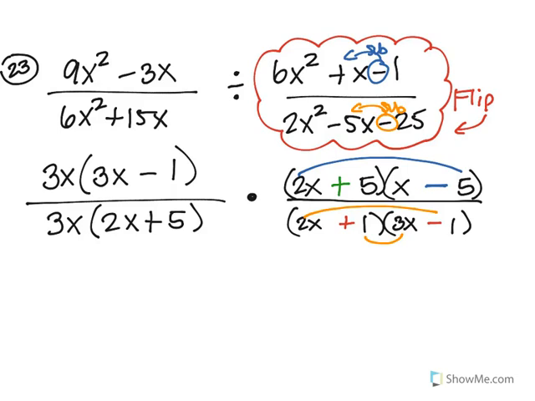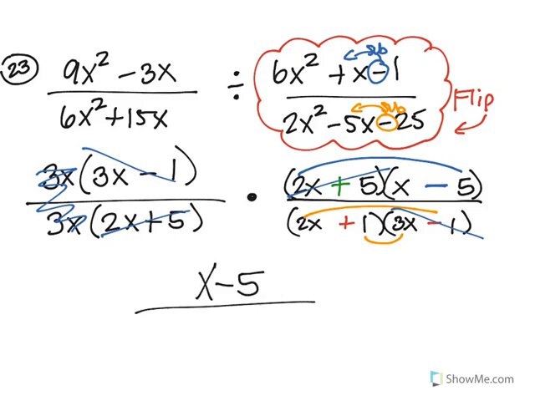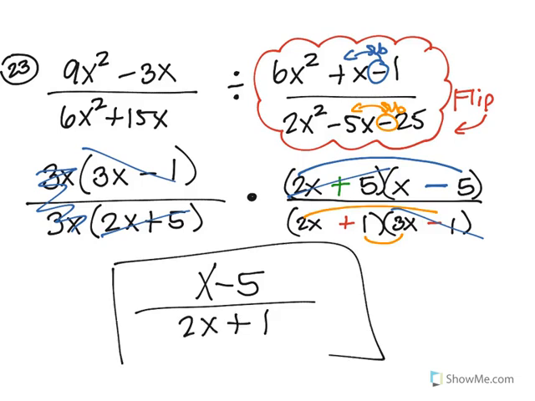Now, the fun part. You cancel out the 3x's. 3x minus 1. And what else? 2x plus 5. 2x plus 5. Good. So left on top is x minus 5 over 2x plus 1. Questions? Okay.